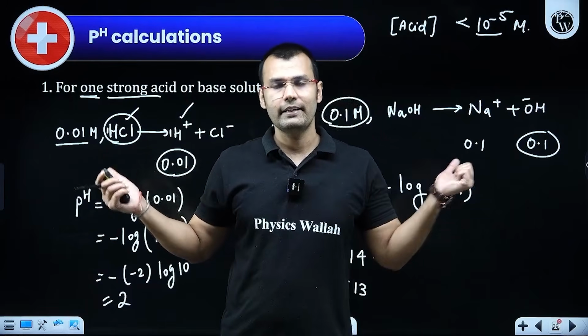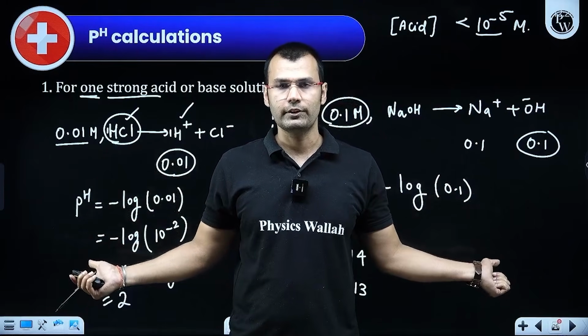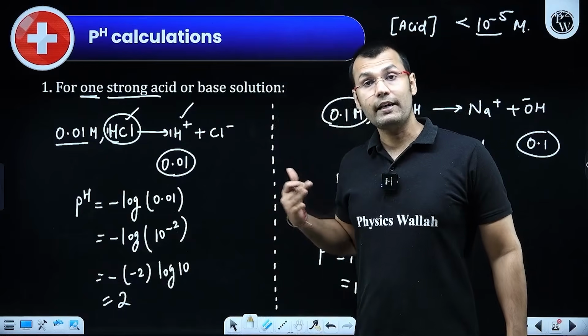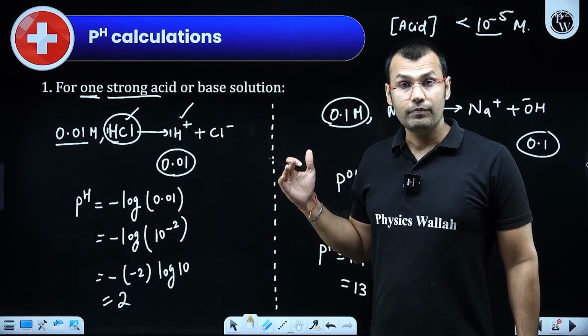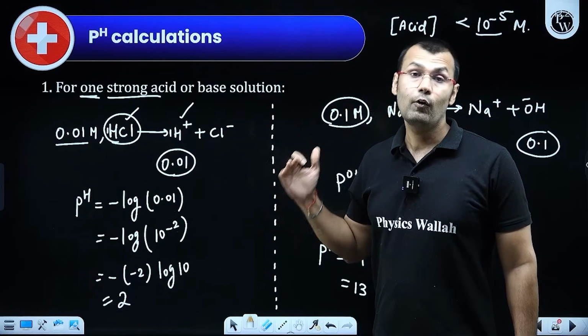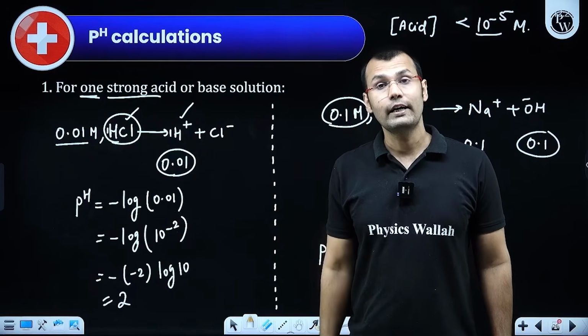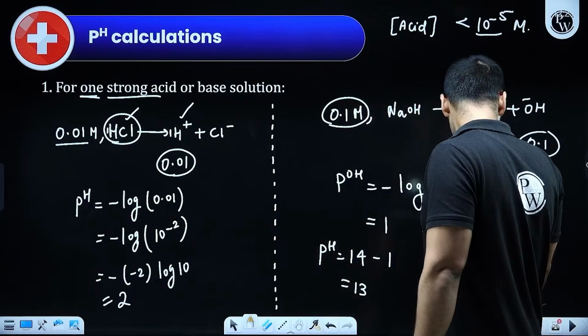From your acid or base, get the H plus or OH minus, find the pH or pOH. But if your concentration of acid or base is less than 10 to the power minus 5, then in that case, you will have to add the concentration of H plus or OH minus from water while calculating pH. Let me give you an example for that also.